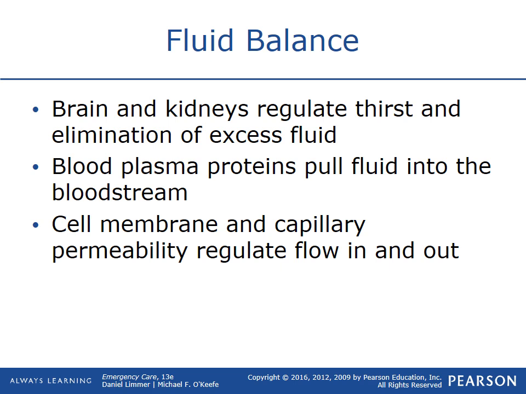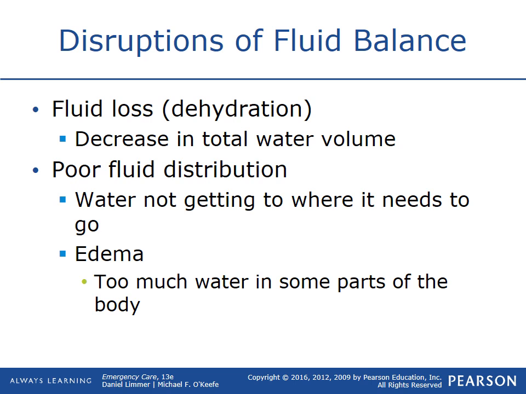If that permeability of the cell membrane breaks down, then you're going to have a dysfunction and the water is going to shift out of the cells, or sometimes you can have a dysfunction where it pulls water into the cells, and either way, it breaks down the cell. Fluid loss is a dehydration. It's a decrease in total water volume. You could also have poor fluid distribution. The water's not getting to where it needs to be, or it's shifting out and causing edema or swelling. It's too much water in some parts of the body.